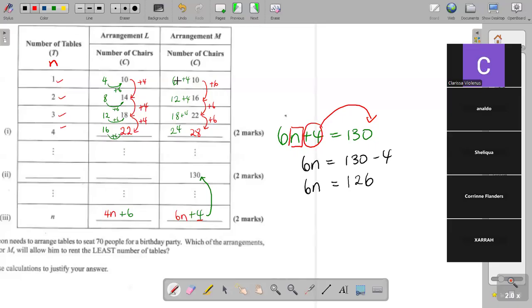Now, how do I get rid of the 6? 6n means 6 times n, so we do the opposite. Can I carry it over as well, or do I have to do something else? Excellent. I have to divide. I have to do the opposite. Whatever you do on one side, you must do on the other side. Calculator people, how much do I get? I think that's 21.